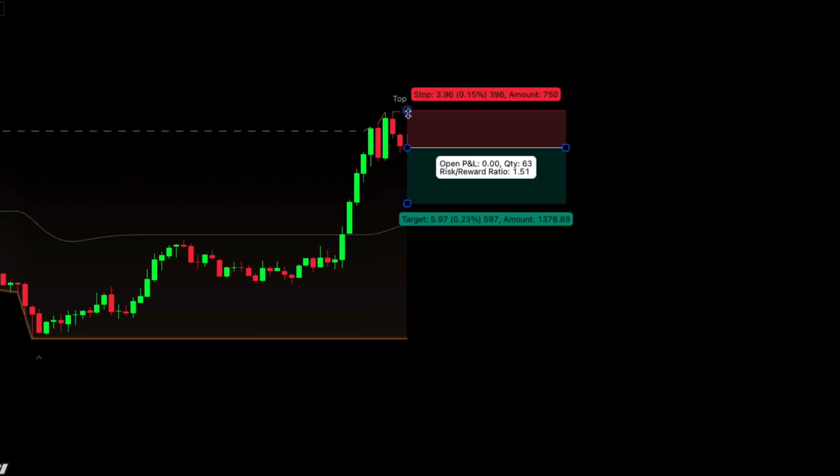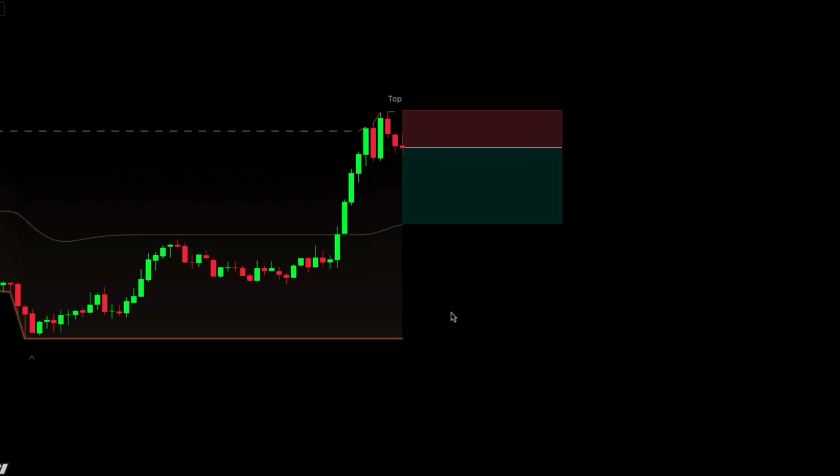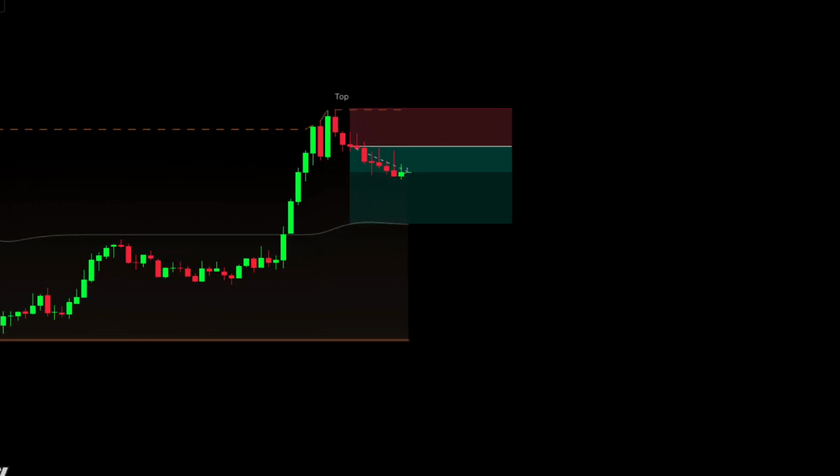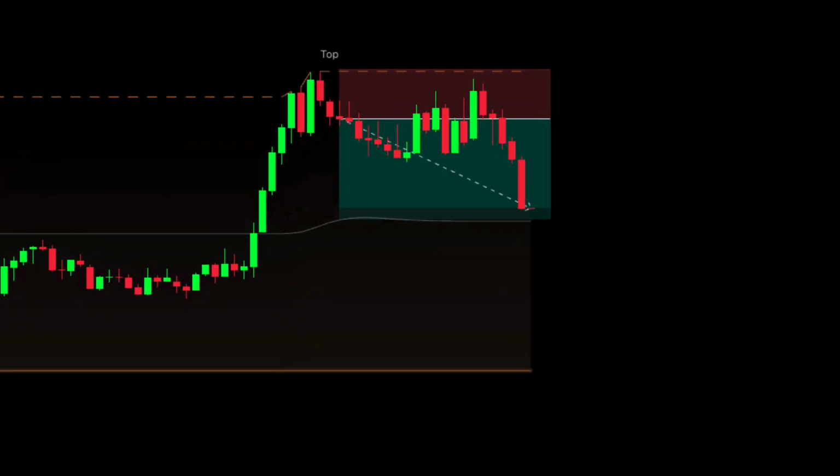Now, here was a market top, which means we're supposed to open a short position. Stop loss above the upper channel, take profit at 2 times the risk, let the trade run. And as you can see, the trade was profitable.